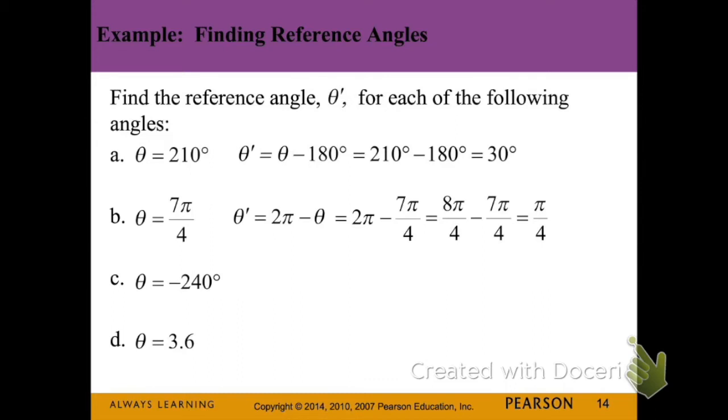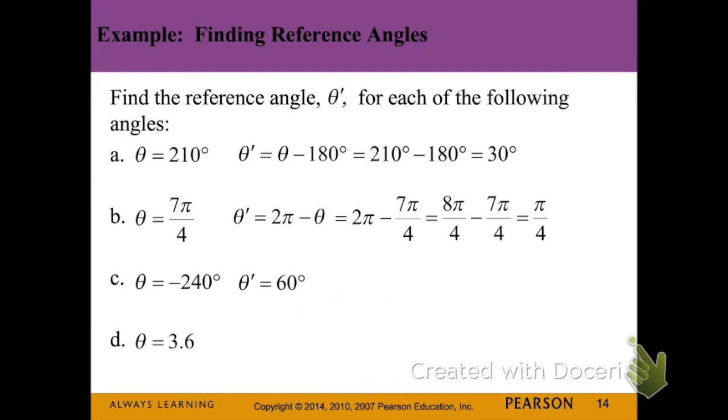This next angle is negative, so we're going to go ahead and graph this one. Negative 240 degrees would look like this as an angle. And then I know the reference angle that I want is between the terminal side and the x-axis, so this green angle right here. So if I take 180 out of 240, I'm left with 60 degrees, which is my reference angle.